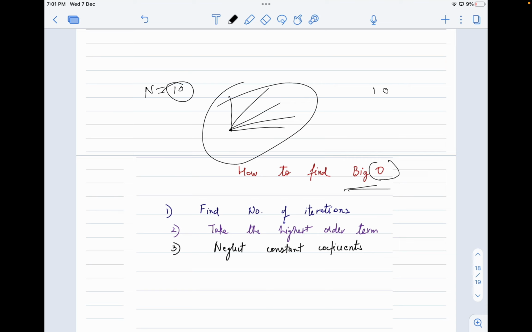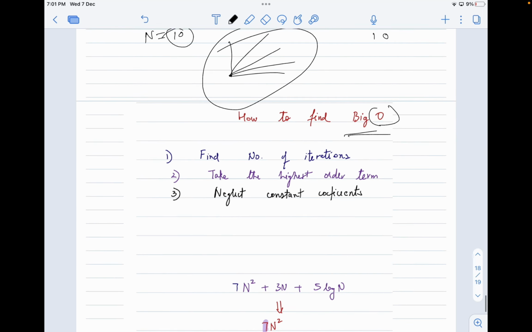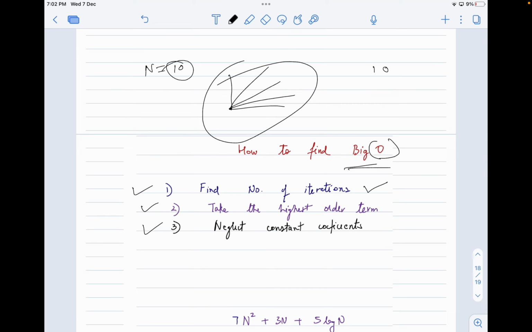So they will find the actual order of the algorithm. It depends on three factors. If you want to find the time complexity of your algorithm, find the number of iterations. One way is the number of iterations, how many iterations are happening. Suppose for an example 100 iterations are happening for each number. In that case, 100 iterations are happening all the time, so it is constant, and order of 1 will be your time complexity. Second, they said take the highest order term.